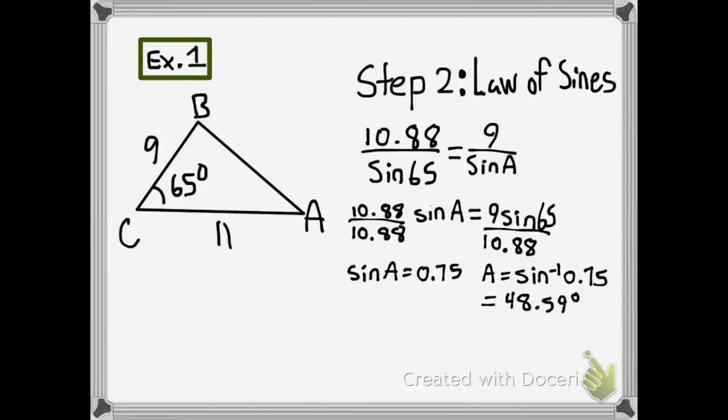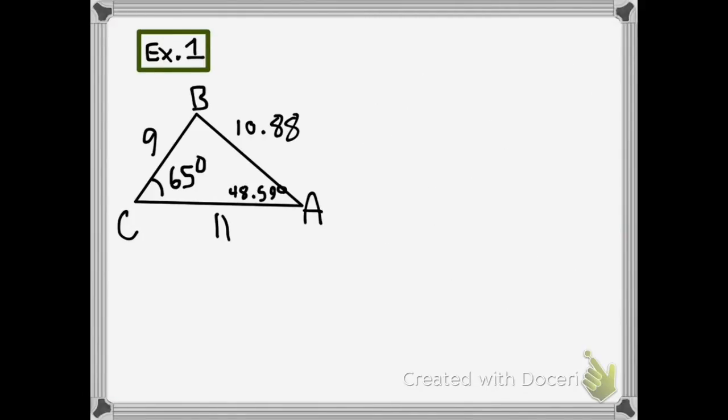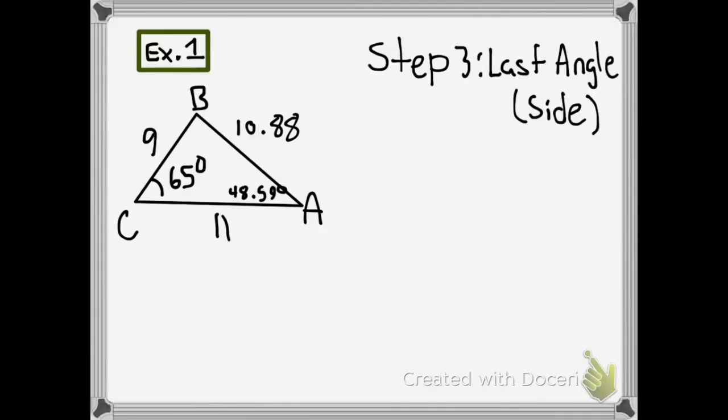So for now, we have 48.59 degrees on A, and we have 10.88 on C. And 10.88 is on C due to step 1. We now end up at step 3. Step 3 is the last angle or side, which is the last and simple part.